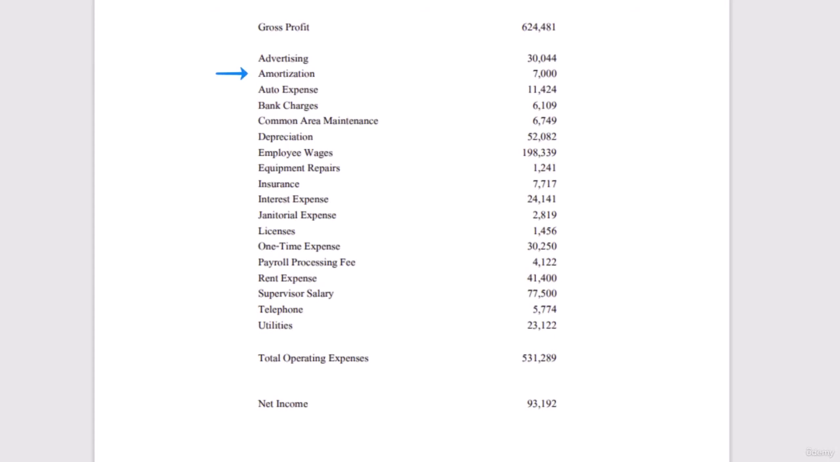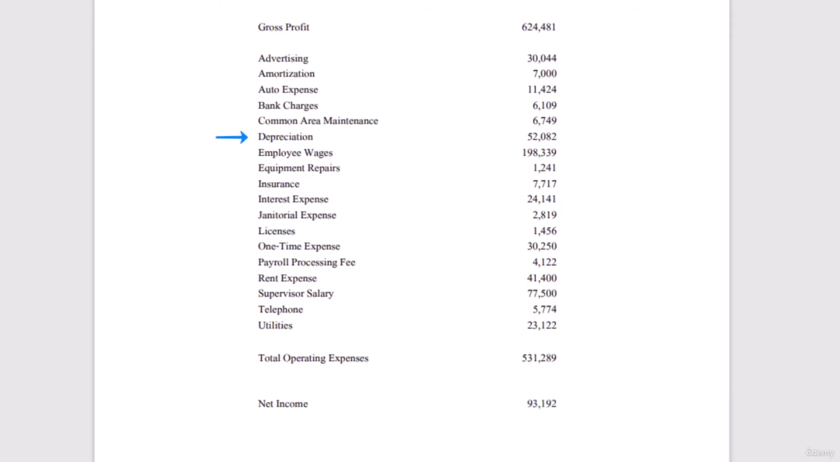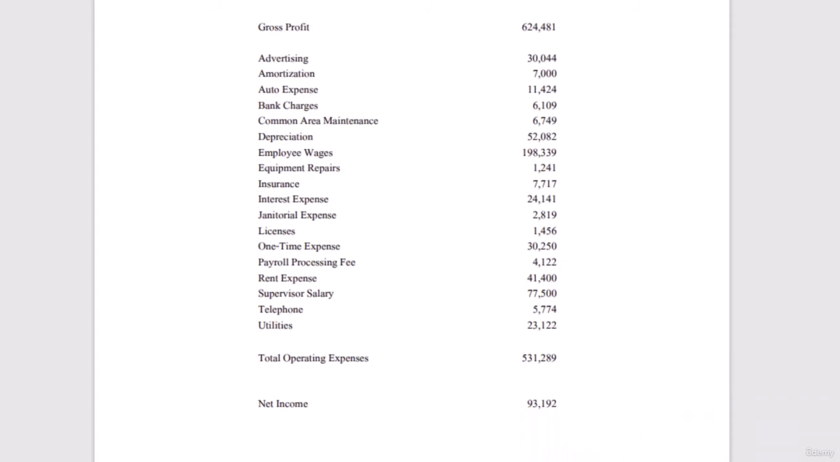Now, amortization is what's referred to as a non-cash expense, which means that it reduces net income, but it has no impact on cash. Now, amortization reflects a business's use or consumption of intangible assets with long-term lives. Depreciation is another non-cash expense, but instead of intangible assets, it reflects the use of tangible assets like real estate or equipment, which also have long useful lives. Non-cash expenses are especially important from a financial modeling standpoint, and I've dedicated an entire lecture to this concept later in this section.